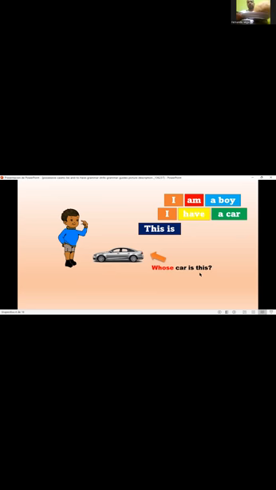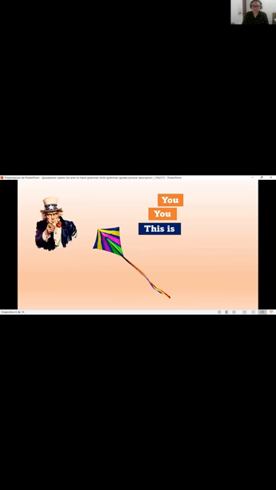¿De quién es ese car? This is my car. This is my car. Very good. So now, second example.